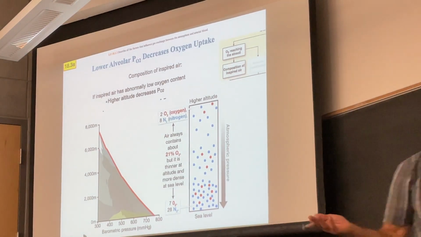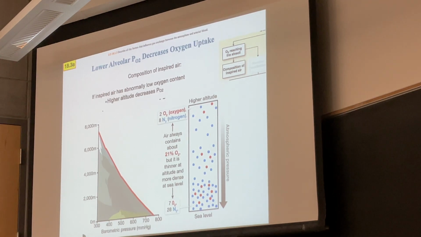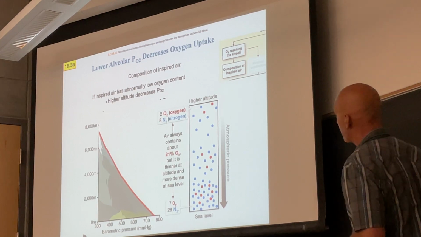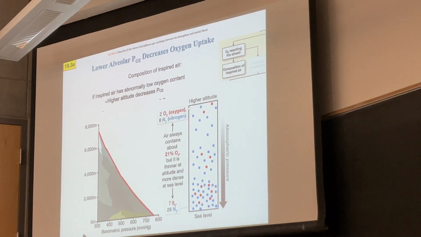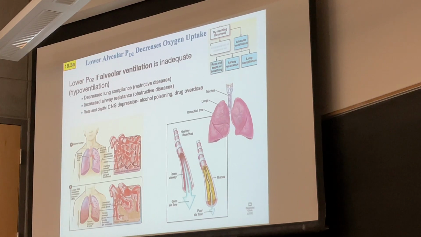So now, what do you have to do to counteract that? You have to breathe harder, you have to breathe heavier. That's going to decrease the pressure of the individual oxygen in your alveoli. So altitude is one of your main non-pathological conditions, but most of the other ones are going to be considered pathological.